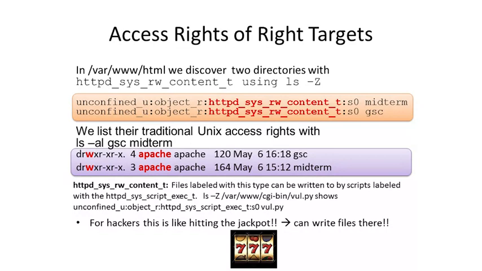Once we found those two discoveries, we use the traditional Unix command ls -al to see whether Apache can write to the GSC directory and the midterm directory. It turned out, as shown here, Apache is the owner of those directories, and the third character of the access right indicates w. So Apache, as the execution account for the script, can write to the midterm and GSC subdirectories.